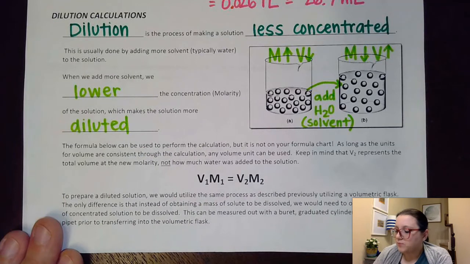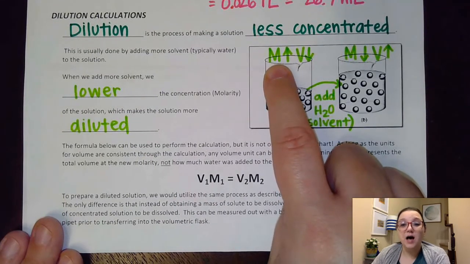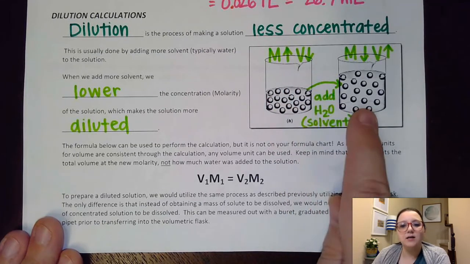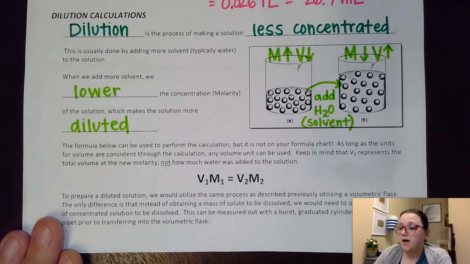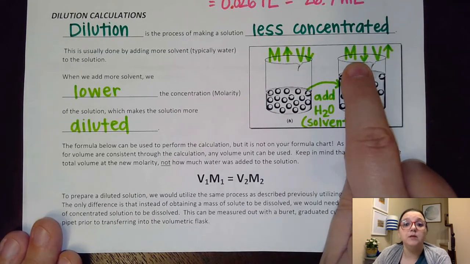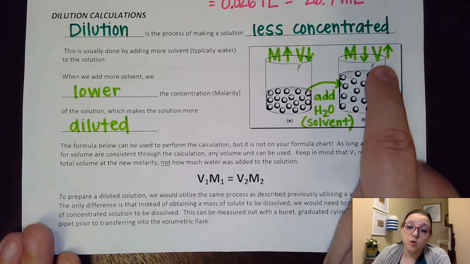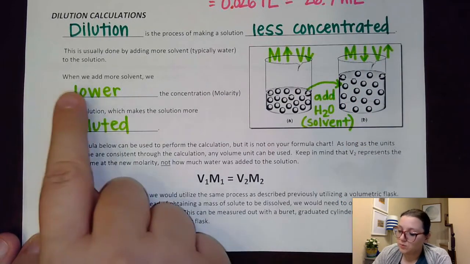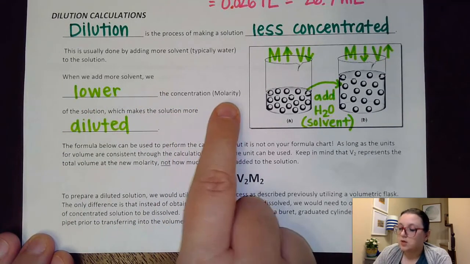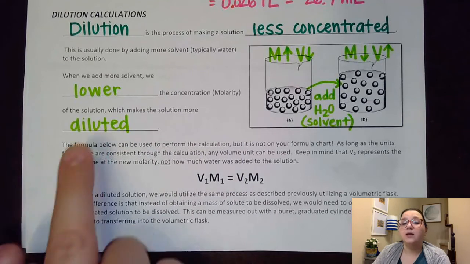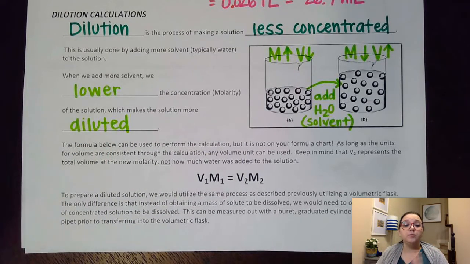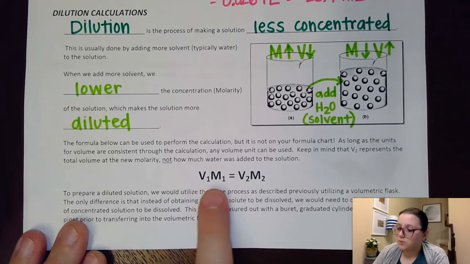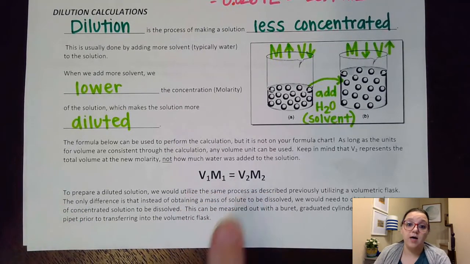As I do that, something that started off with a really high concentration, a very high molarity but a low volume, as I add water in, or whatever solvent I have, the molarity would decrease. It would become less concentrated, but the volume overall would increase. So when we add more solvent, we lower the concentration, which makes the solution more diluted. Now, there is a formula that we can use to perform dilution calculations. However, we need to be really careful that we're only using it in a dilution situation. And that is this formula right here, V1M1 equals V2M2.